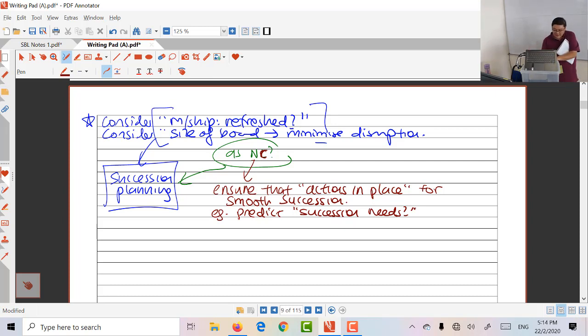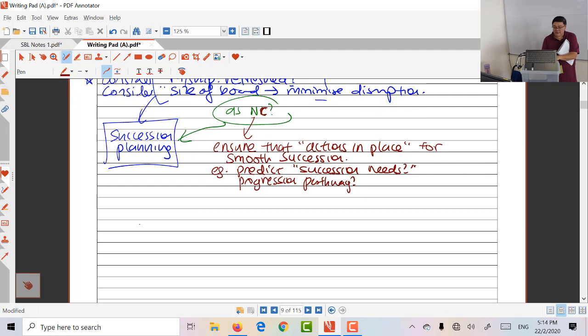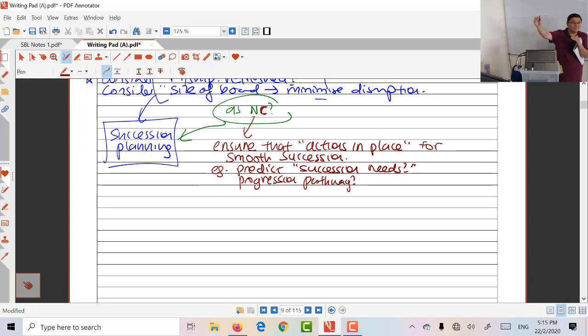Now, you have to look at your progression pathway, which is how a staff can move up. Do you even have a pathway? It's very critical. Okay? Now, you may even need to take into account some kind of succession policy.